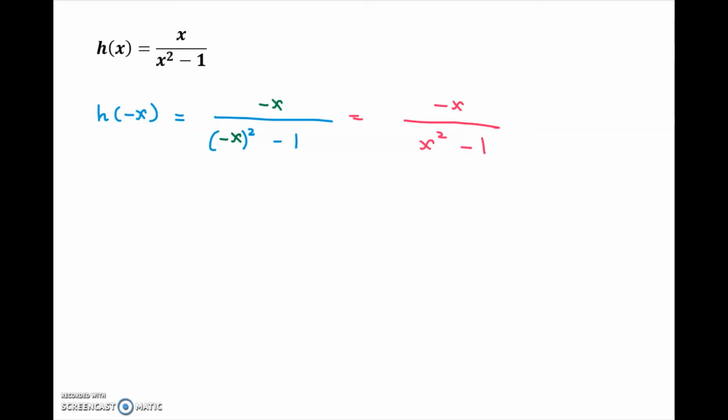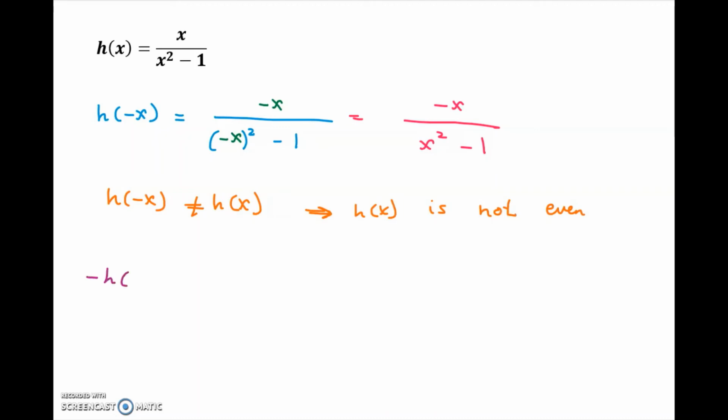Now I try to compare this one and this one, between these two. Are they equal? No. There is a negative here, there is no negative here. So they are not the same. So you will say it's not even. h(negative x) is not equal to h(x). So therefore, h(x) is not an even function. Okay?